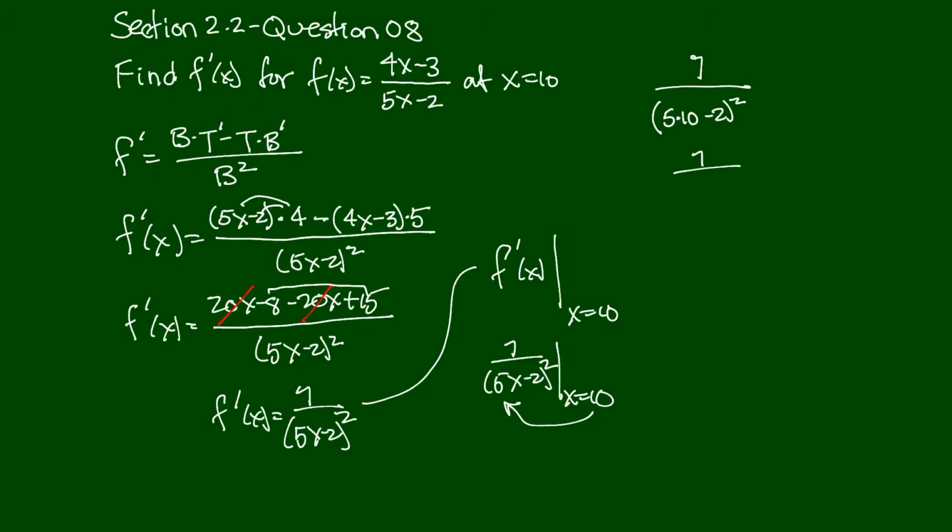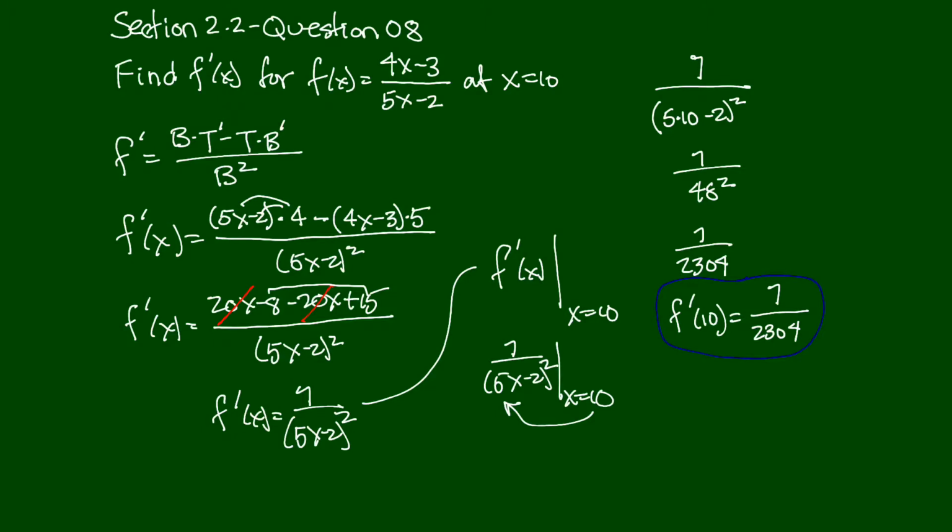We're going to get 7 over, now what do we have here? This is 50 minus 2 is 48 squared. 48 squared, I did that on my calculator. I'm going to get 2304. Okay, so there's our derivative. So I'm going to say now f prime of 10 is 7 over 2304. And I think I've got it right, so I'm going to claim that that is our derivative.